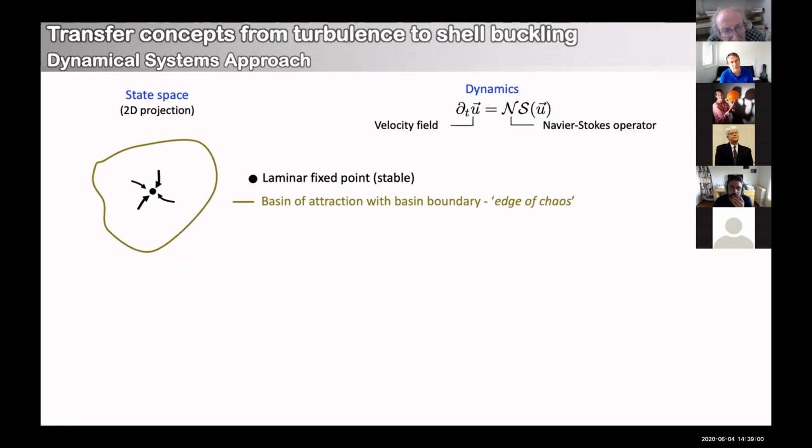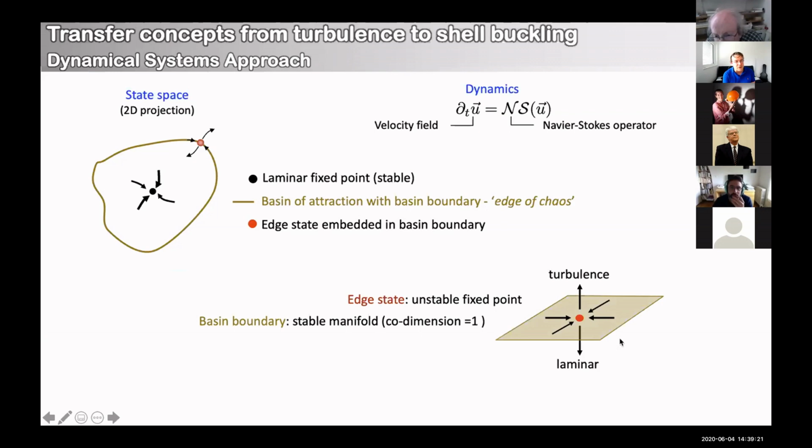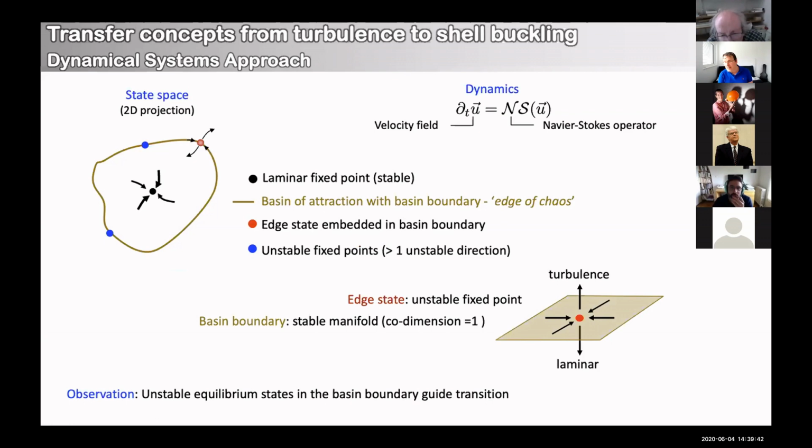But luckily, we learned that there are invariant solutions, so-called edge states, which are embedded in the basin boundary. These edge states are specific solutions in the basin boundary, which have a single unstable direction, and all other directions are stable. In other words, this basin boundary is at least locally the stable manifold of this state. And there are other unstable fixed points in there. So it turns out that we've learned in fluids that these unstable equilibrium states in the basin boundary are key for guiding the transition to turbulence.